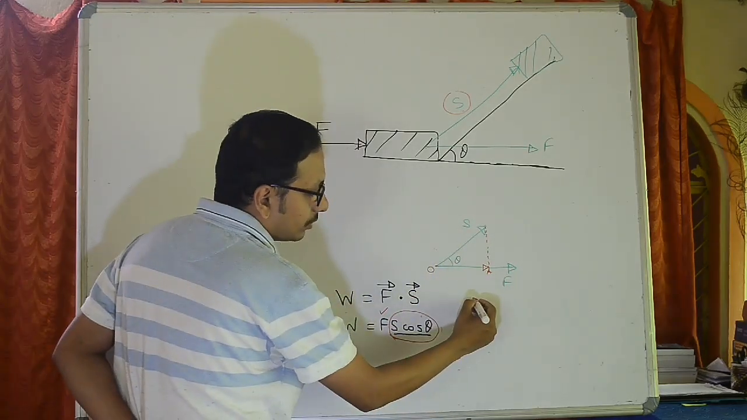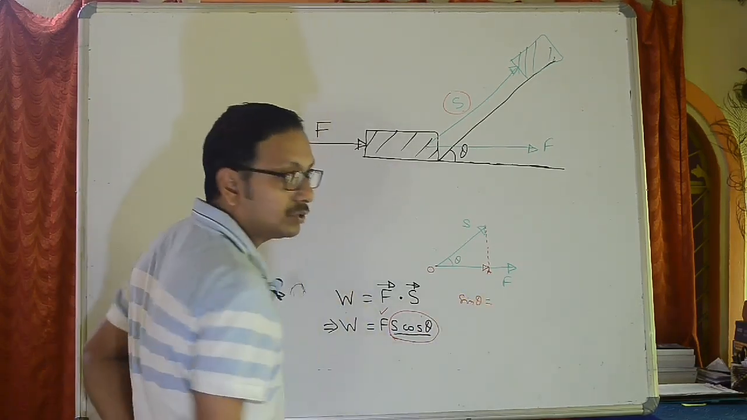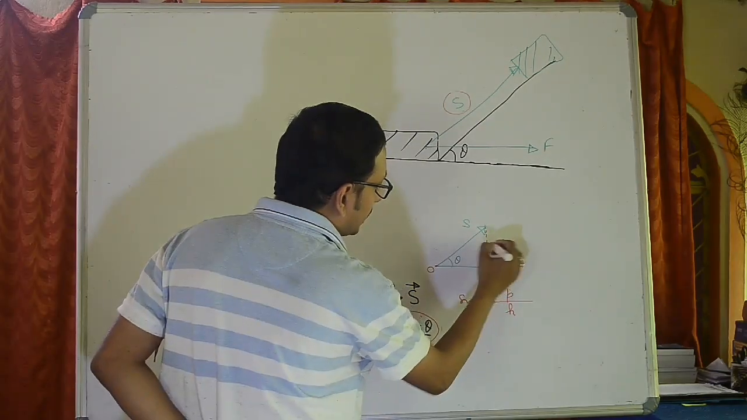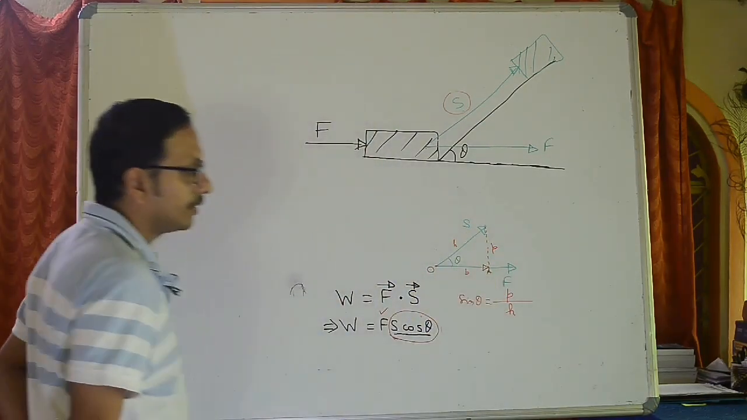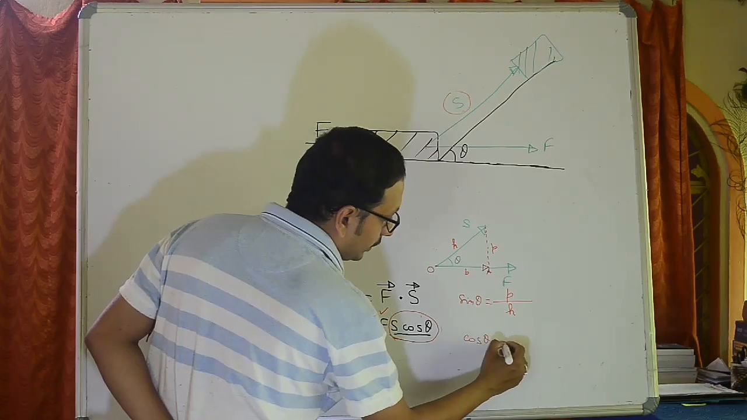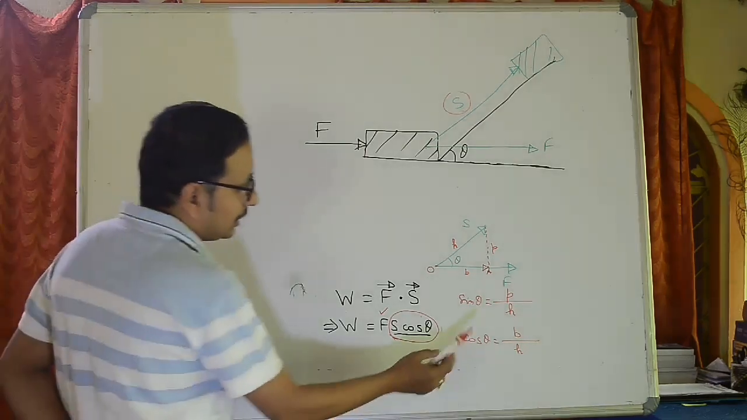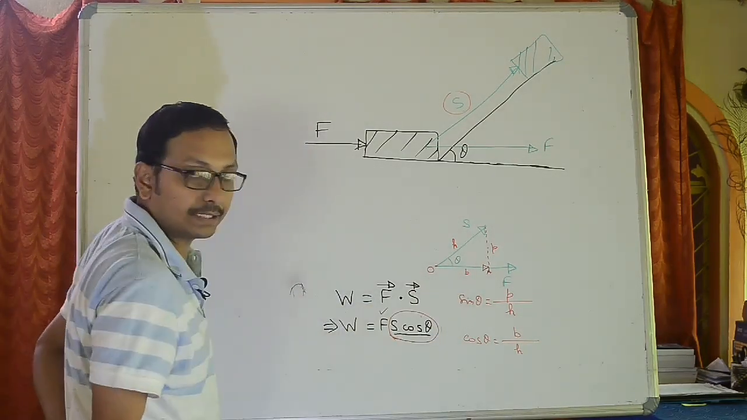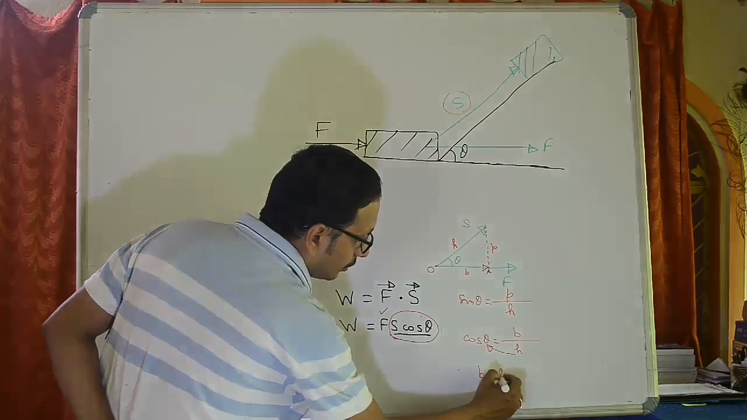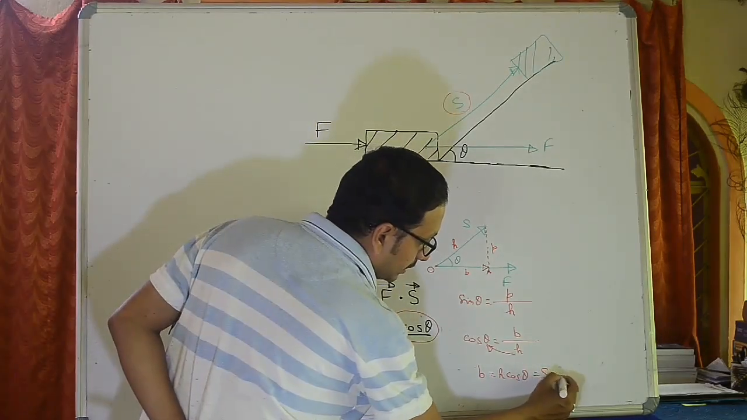Now just remember, for sine and cos functions, sine theta means perpendicular by hypotenuse. If I take this one as perpendicular, this one as hypotenuse, and this one as base, sine theta is perpendicular by hypotenuse. Cos theta, we know, is base by hypotenuse in a right angle triangle. So I have asked you to represent B, that is base. I can take out this side, cross multiplication, so base will be H cos theta, and in this case H is nothing but displacement, so S cos theta.